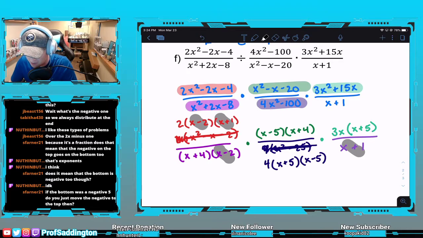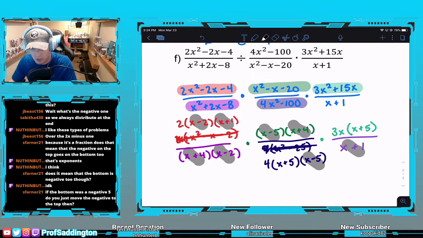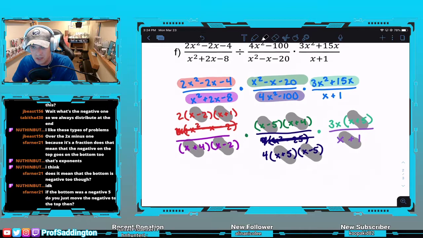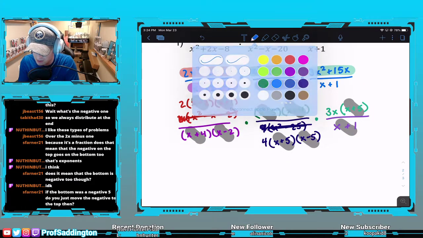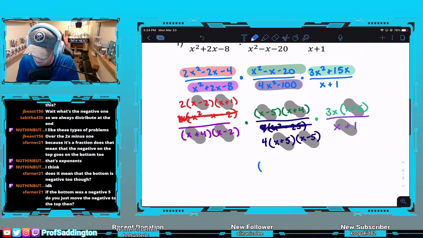I'm going to go to the second fraction. I have an x minus 5 on the top and an x minus 5 on the bottom, so they're gone. I have an x plus 4 on the top, and I have an x plus 4 on the bottom, so those cancel out. And I also have an x plus 5 and an x plus 5, so those cancel out. So that means that we are left with a 2 times 3x on the top. So 2 times 3x would give me 6x. And I'm left with a 4 on the bottom.